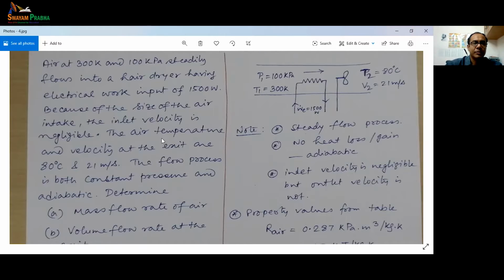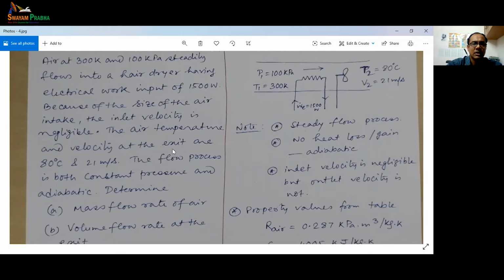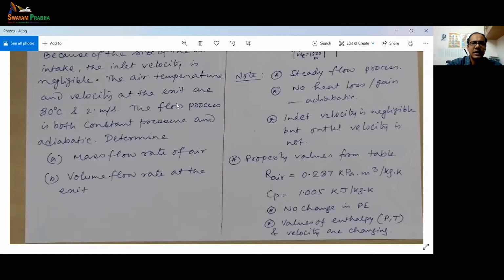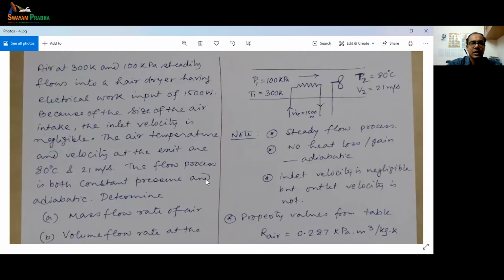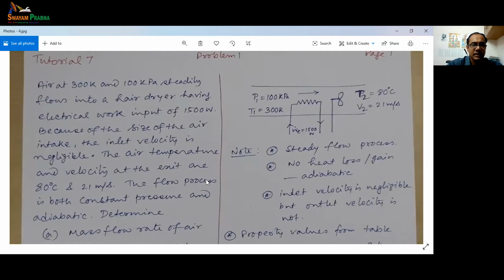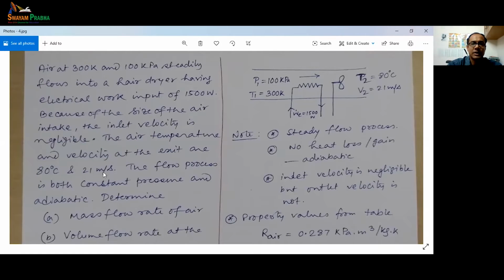Because of the size of the air intake, the inlet velocity is negligible. So kinetic energy we can neglect, as the velocity is small. Now the air temperature and velocity at the exit are given. The temperature is 80 degrees centigrade. So ambient 27 degree air is taken in, and when it exits, it is heated up to 80 degrees centigrade, and the velocity is also increased to 21 meter per second, and that velocity increase is done by a fan inside.